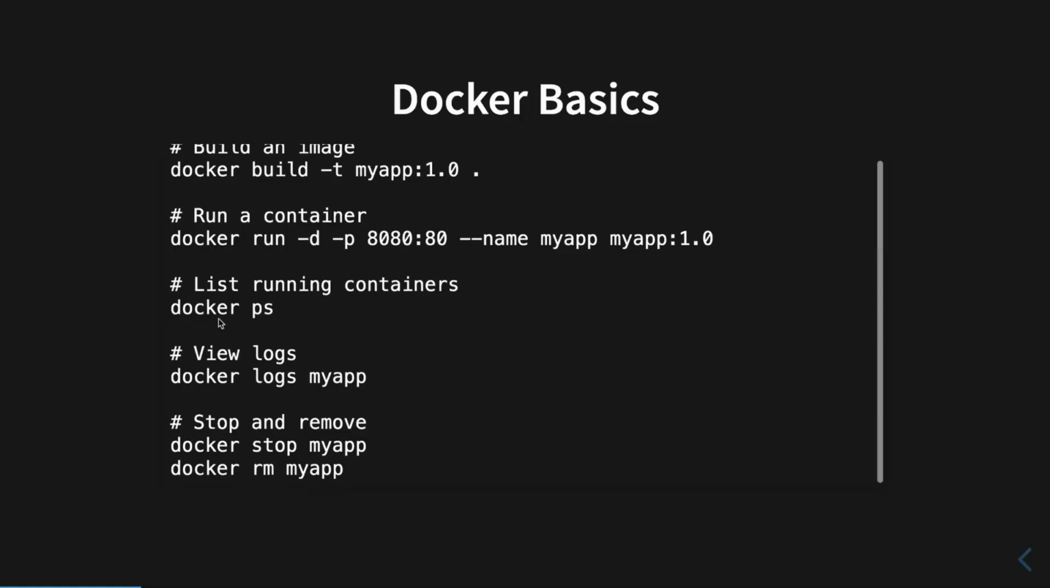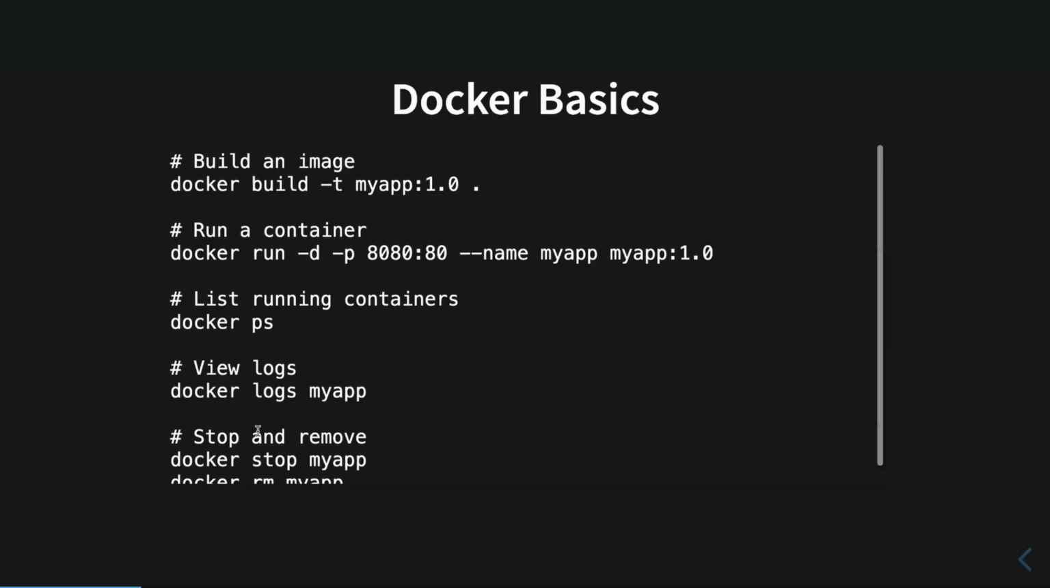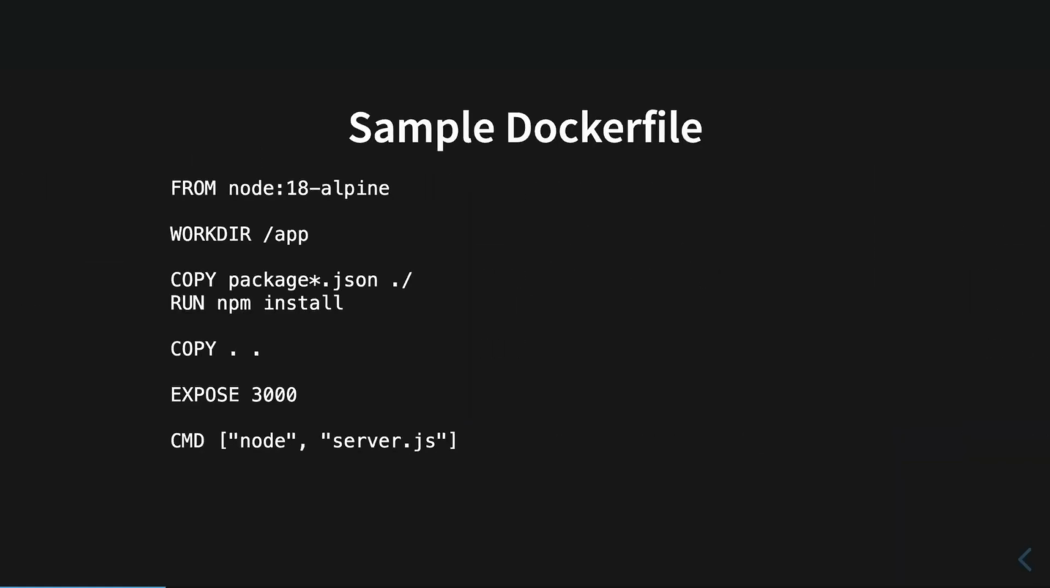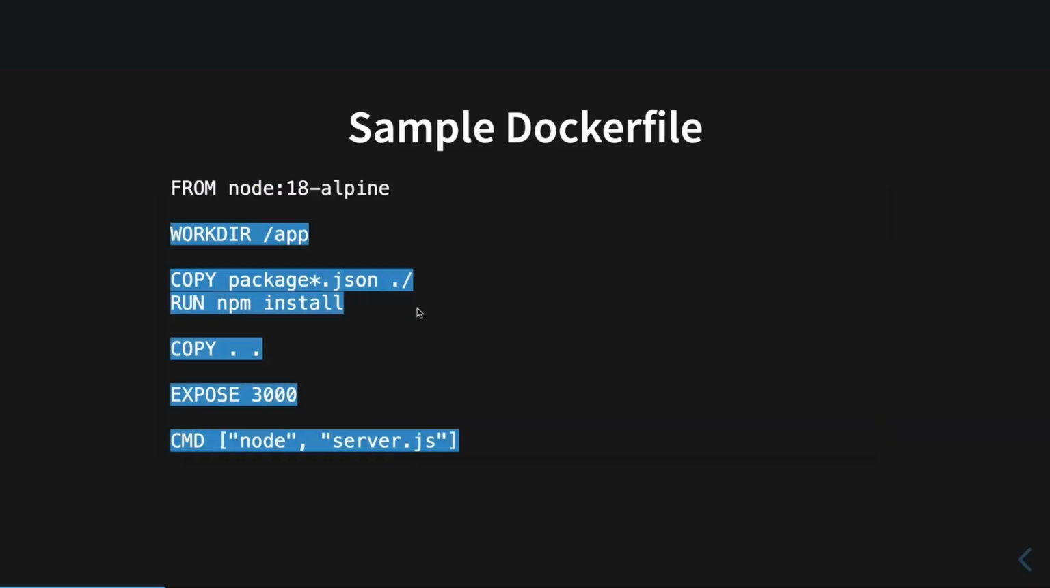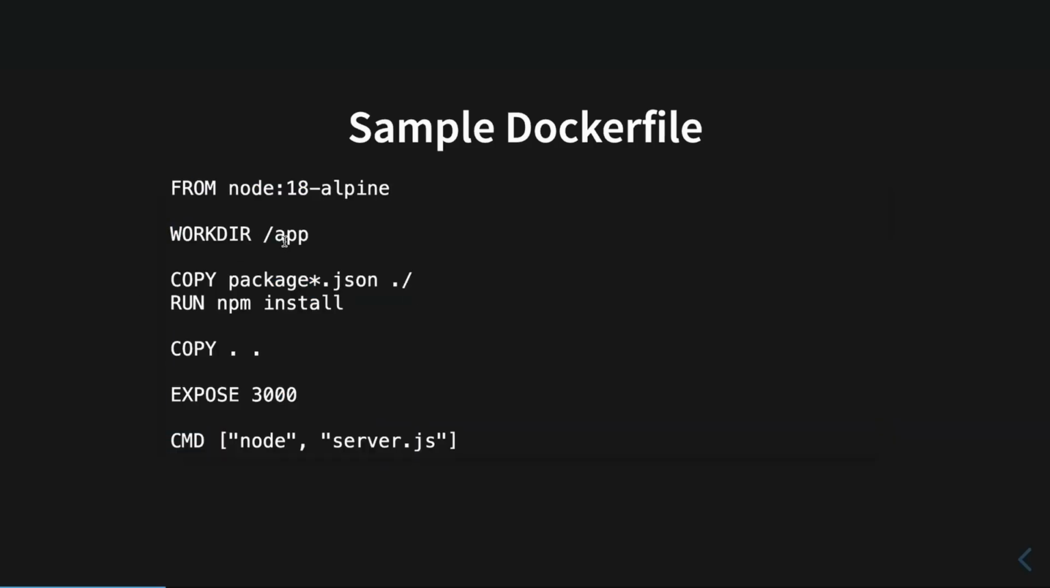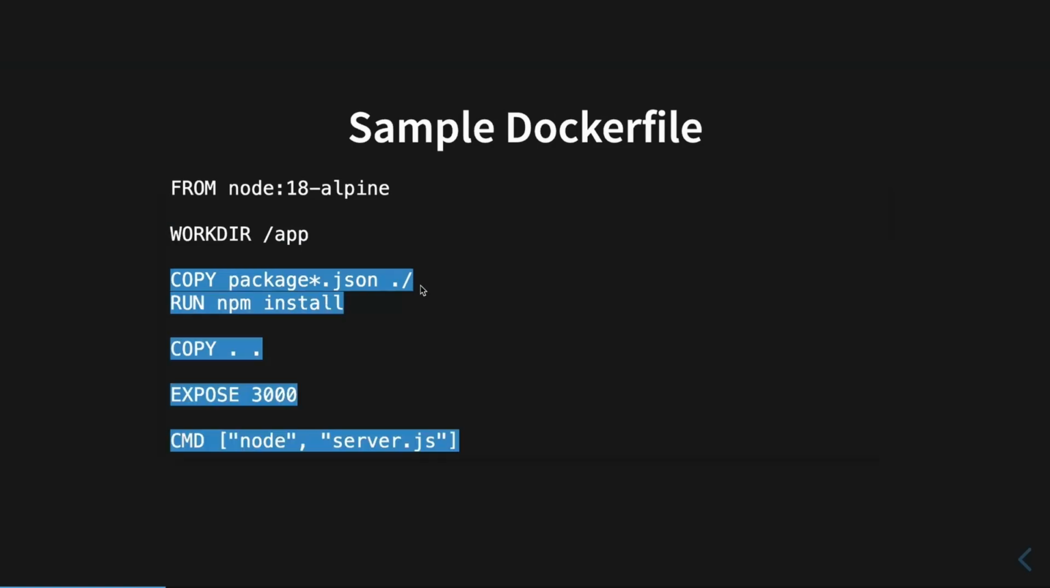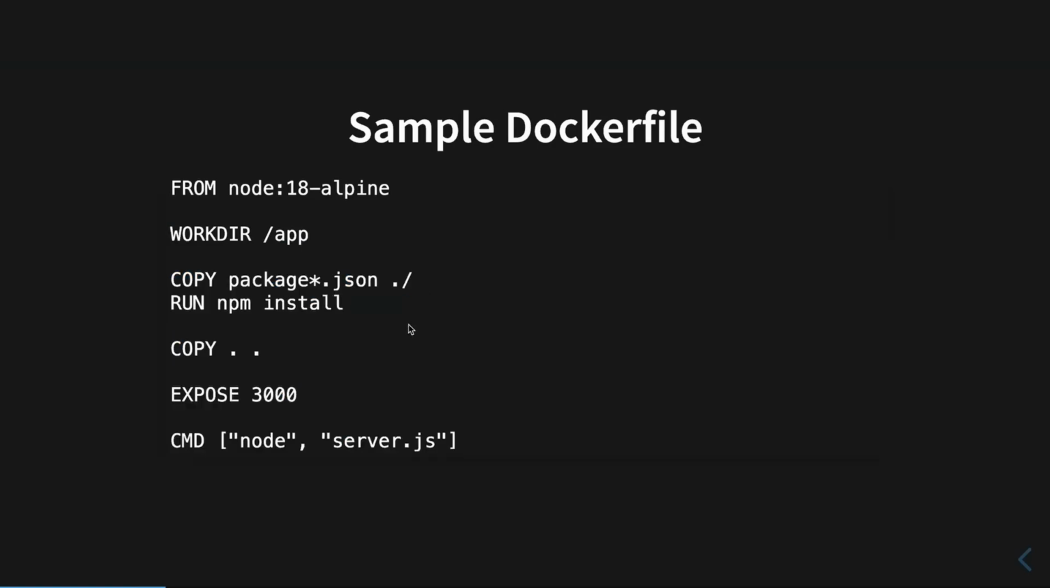And generally, we view the running containers with Docker PS, and we can view logs, and we can start and stop the Docker containers. And here's a sample Dockerfile. It generally starts with a base image, and everything that follows is our application-specific things, like copying the configuration, installing the dependencies, and finally it ends with the command that runs our application.